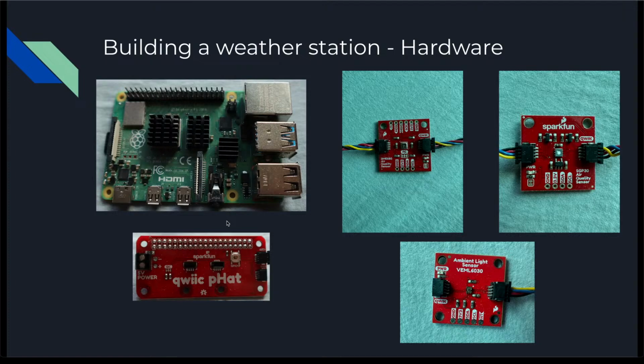So these are the three sensors that compose this weather station. This is just the hat, what is called the hat. It connects to the pins in the Raspberry, so I don't have to assemble anything. It's just plug and play. And then we have an air quality sensor, a light sensor, and another air quality sensor that is more focused on gases than on CO2.